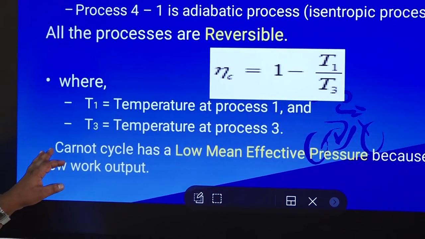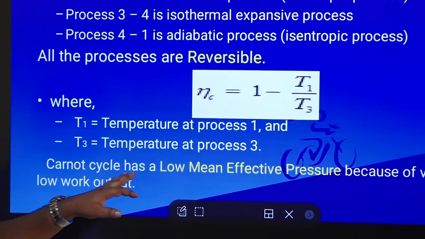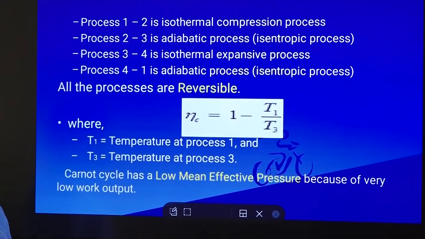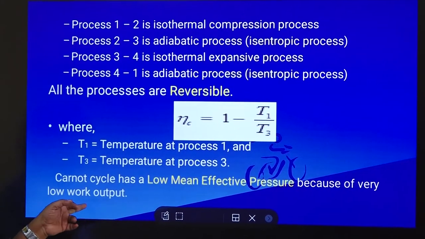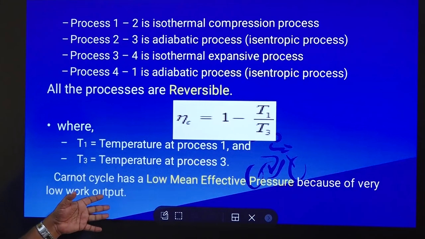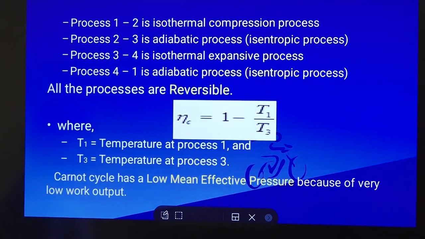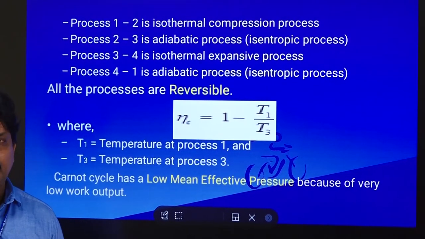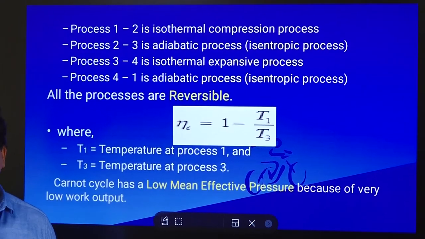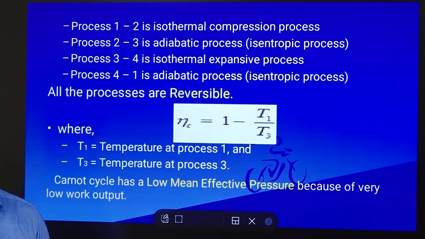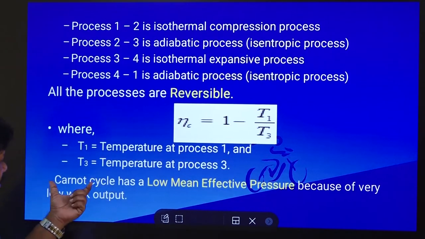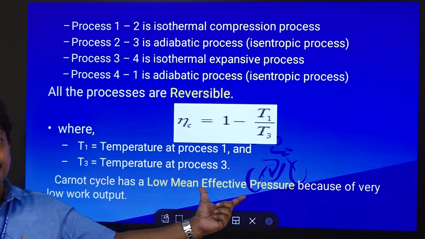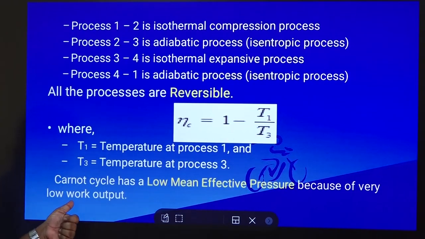Okay, so in the case of the Carnot cycle, a low mean effective pressure is achieved. So what's the reason for this? It is because of low work output. Most of you will write that since it gives the highest possible efficiency, the mean effective pressure will also be higher. But that is not so. The Carnot cycle has a low mean effective pressure because of its very low work output.